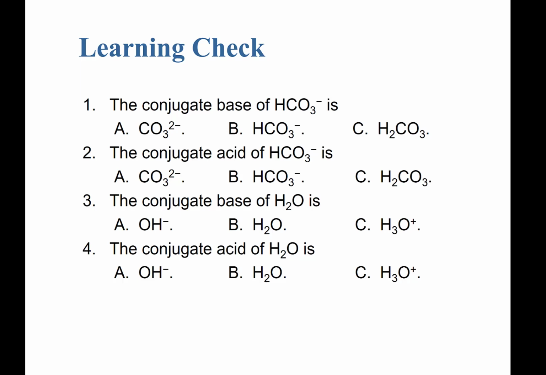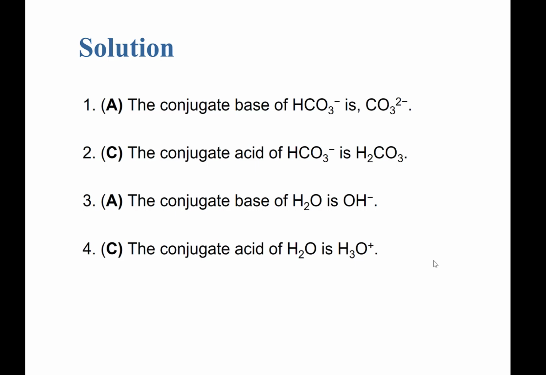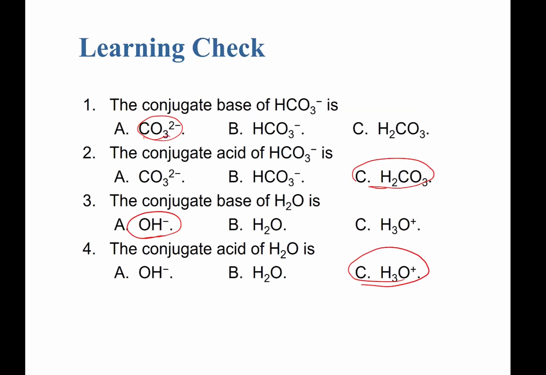All right, in this one, they want me to find the conjugate base of HCO3. So the HCO3 is acting like an acid, so it's a proton donor. So I want the one that donates a proton. So that's going to have to be this one. The conjugate acid of this one means I'm going to add an H. So that would have to be C. And then the conjugate base of this one means it's going to lose an H. And the conjugate acid gains an H. And those are the answers that we got.